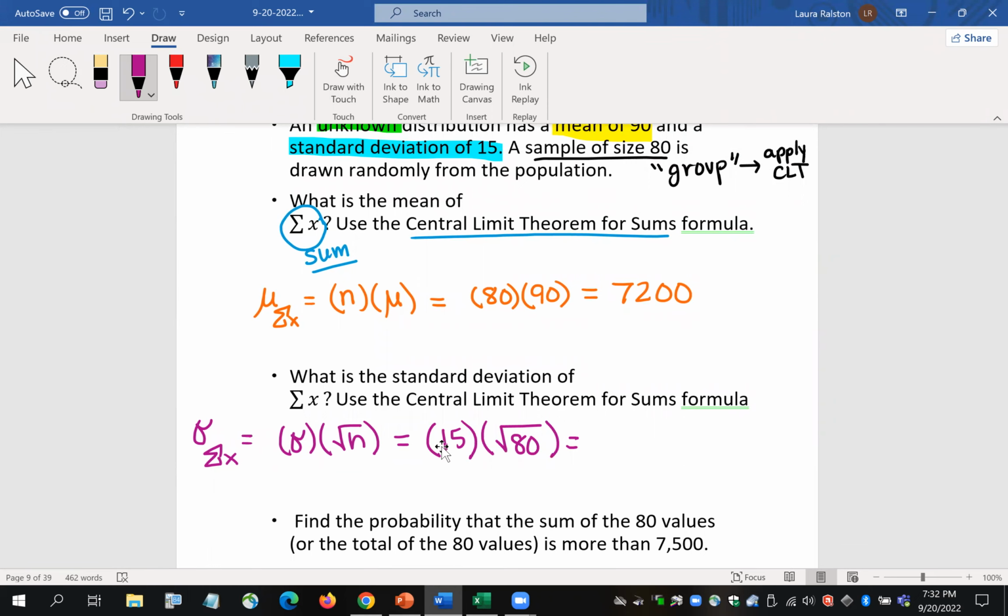It doesn't indicate here, but it should indicate in the question how many decimal places to round to. So 15 times the square root of 80 is 134.16. And let's say it said round to the nearest whole number. So to the nearest whole number, this would be 134. Again, follow the instructions and round as indicated, or you will get the wrong answer.